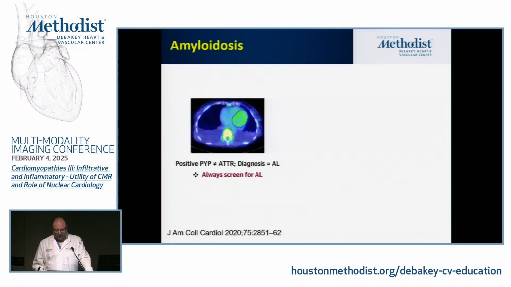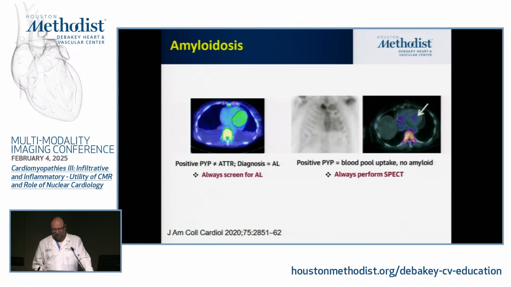So to sum it up, again, positive PYP does not mean ATTR. Positive PYP plus negative kappa lambda in a symptomatic patient means ATTR. Always screen for AL. And finally, again, my pitch is that we're going to do SPECT, and specifically SPECT CT. Always perform SPECT CT for these patients.